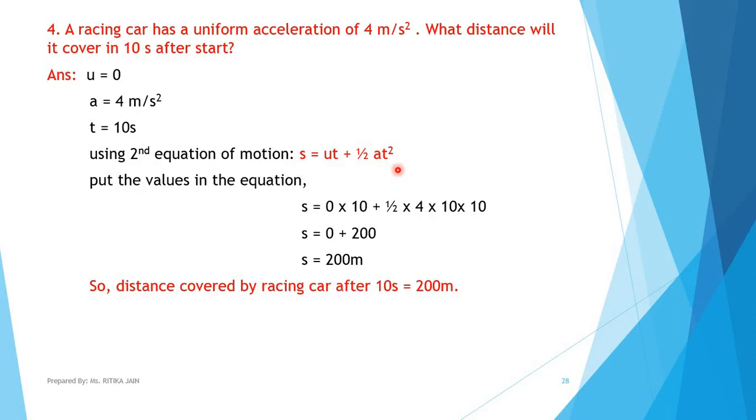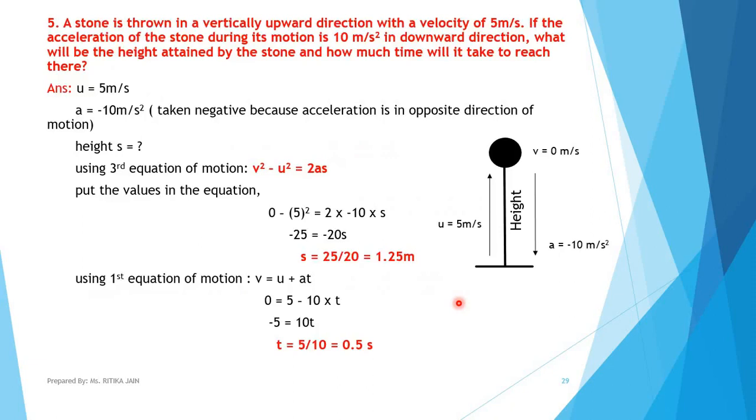We cannot use the third equation of motion because we don't have the value of v. Further, we need to calculate only distance. So the second equation is the most suitable one because all the values are known to us. Put the values and you will get 200 meter. So the distance covered by the racing car after 10 seconds will be 200 meter.